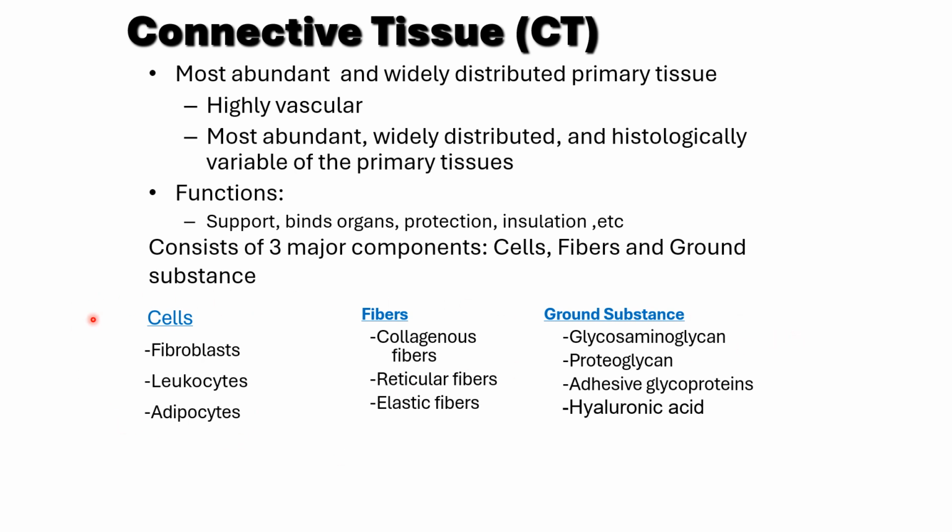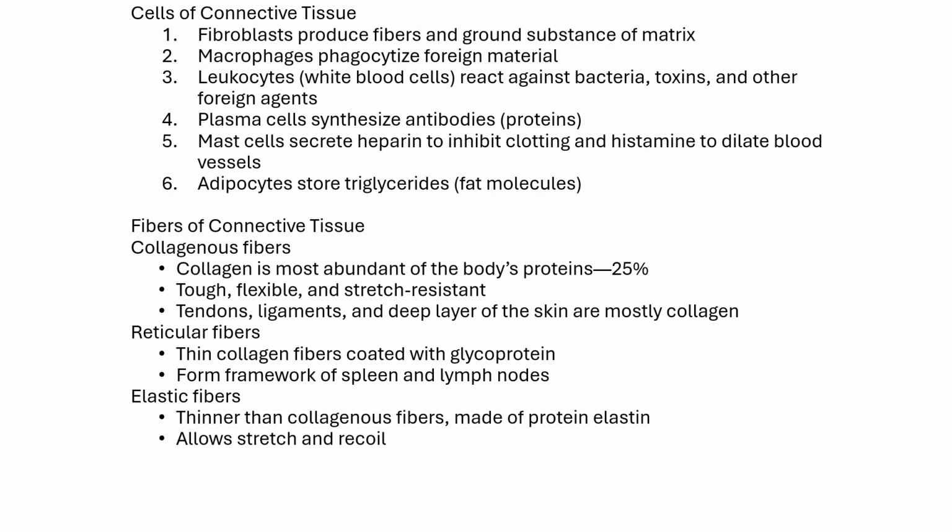There are cells, there are fibers, and there's a ground substance. So the cells are usually fibroblasts, macrophages, leukocytes, plasma cells, mast cells, and adipocytes. There are three types of fibers: the collagenous fibers, the reticular fibers, and the elastic fibers. And the ground substance is usually glycosaminoglycans, GAG or GAGs, proteoglycans, chondroitin sulfate, and hyaluronic acid. Let's talk a little bit about the cells.